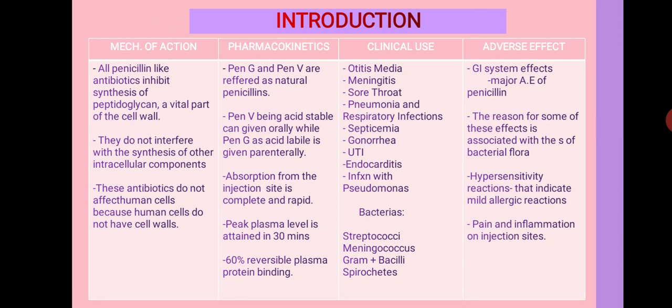GI system, or our gastric system. Examples of this are nausea, vomiting, diarrhea, abdominal pain, glossitis, stomatitis, gastritis, sore mouth, and fiery tongue. The reason for some of these effects is associated with the loss of bacterial flora.